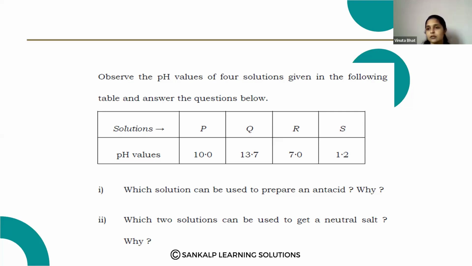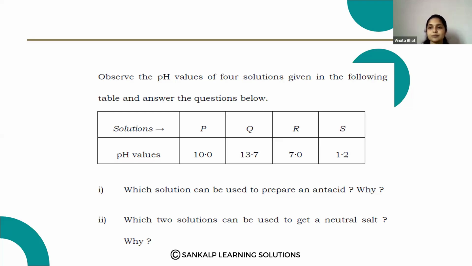Here, an antacid is used as a medicine to cure acidity. The milk of magnesia, which has a pH value of 10, can be used to prepare the antacid. For a neutral salt, we need a strong acid and a strong base. So when a strong acid and a strong base react, a neutral salt is obtained.